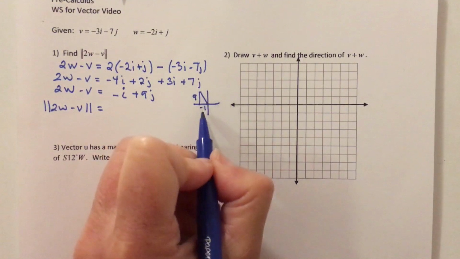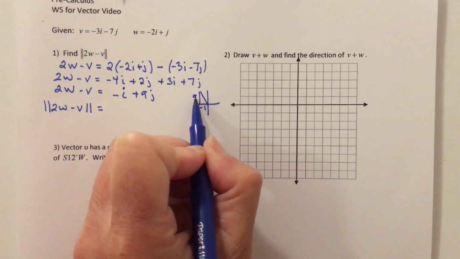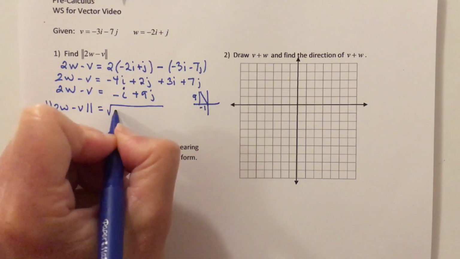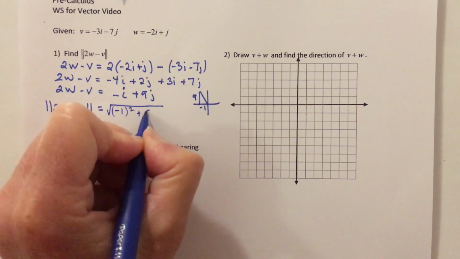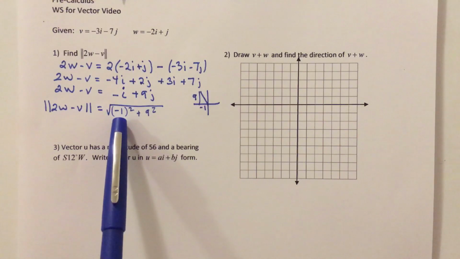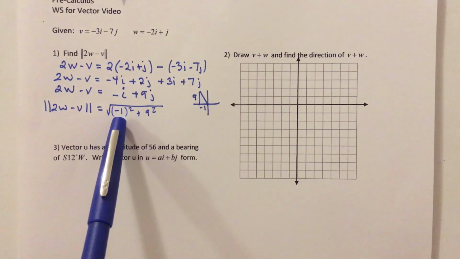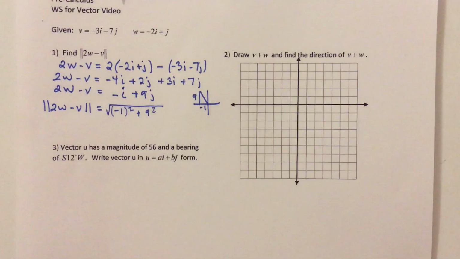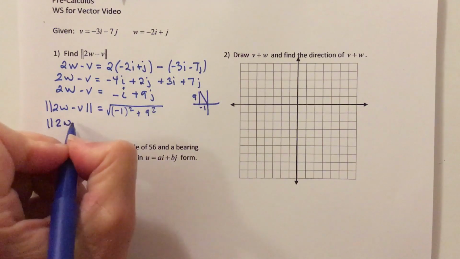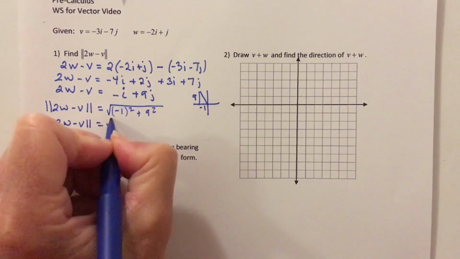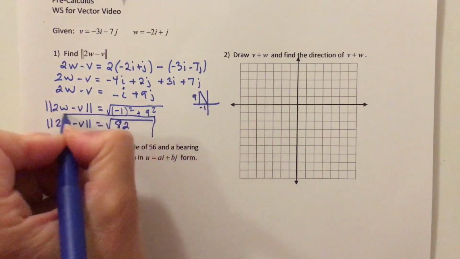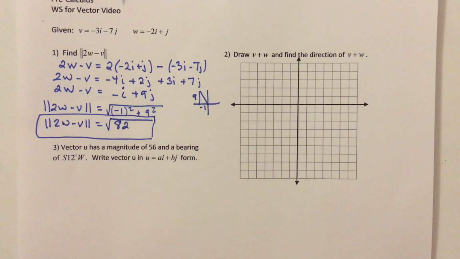When you find the hypotenuse, you do -1 squared plus 9 squared, and then of course you square root that. Be careful here. You can leave the negative off because 1 squared and -1 squared are the same, but if you do put the negative in, you have to put parentheses around it. Otherwise, your calculator will give you the wrong answer. So the magnitude of 2w minus v is the square root of 1 plus 81, which is the square root of 82. That does not reduce, but if it did, you would reduce it.